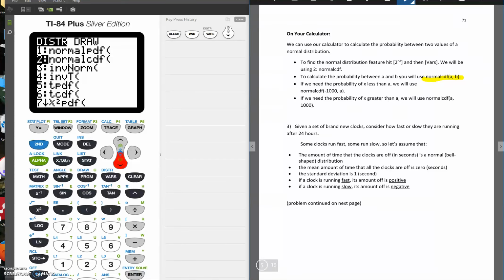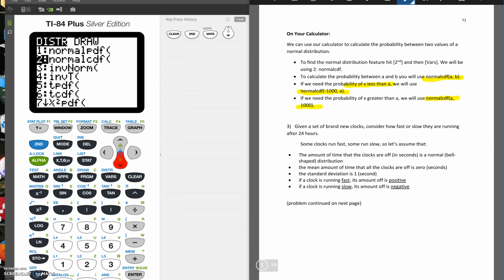If you want the probability of x less than A, technically we'd want from negative infinity all the way up to A. But since we can't put negative infinity in our calculator, we use a number that's sufficiently negative. So we go normal CDF negative 1,000 up to A. And similarly, if we want the probability of x greater than A, we'd want to go from A all the way up to infinity, but in the calculator we'll do normal CDF of A up to 1,000.